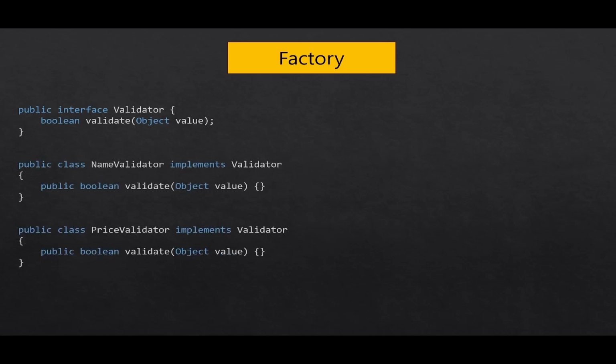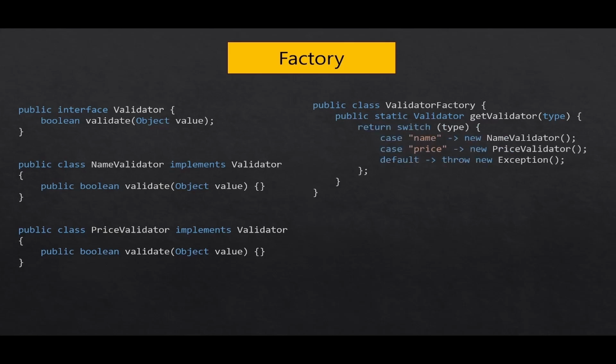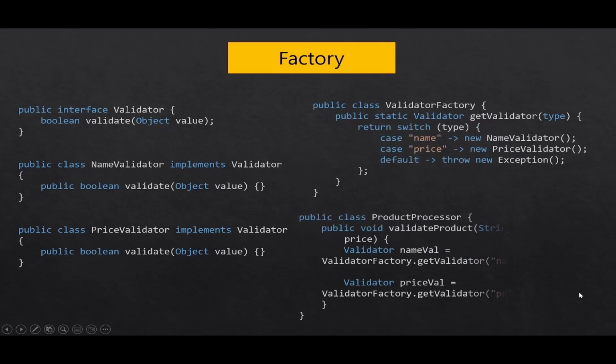Now we will define our factory class, name validator factory, and implement a function get validator, whose return type will be validator instance. This will return the concrete validator classes based on the input parameter. The client can just use the validator factory to get the validator it wants by passing the parameter and call the validate function on it.